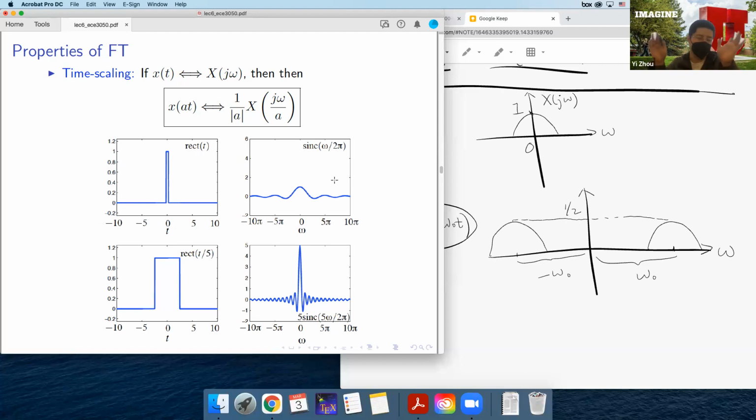On the other hand, if the signal becomes wider and wider in the time domain, now in the extreme case, this can become a constant signal in the time domain. And for a constant signal in the time domain, we know that the spectrum is given by an impulse in the frequency domain. So if the signal becomes wider, it means that the spectrum becomes narrower, more and more narrow in the frequency domain. So this is kind of like a duality in the time domain and the frequency domain.